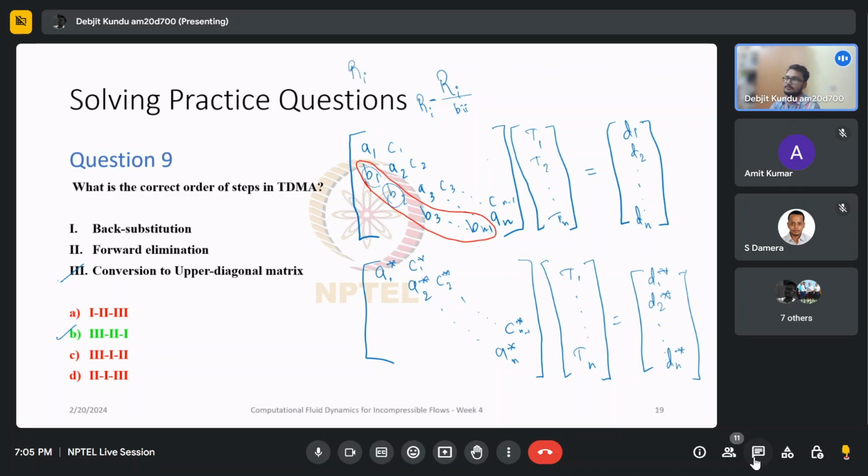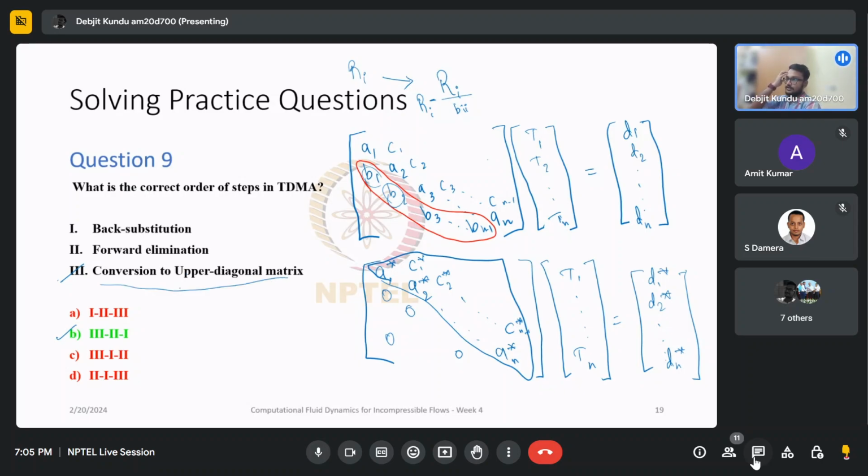So Ri becomes this. Anyway, that doesn't matter. We get all zeros here, and this becomes an upper triangular matrix, as we know. So this is the first step, conversion.